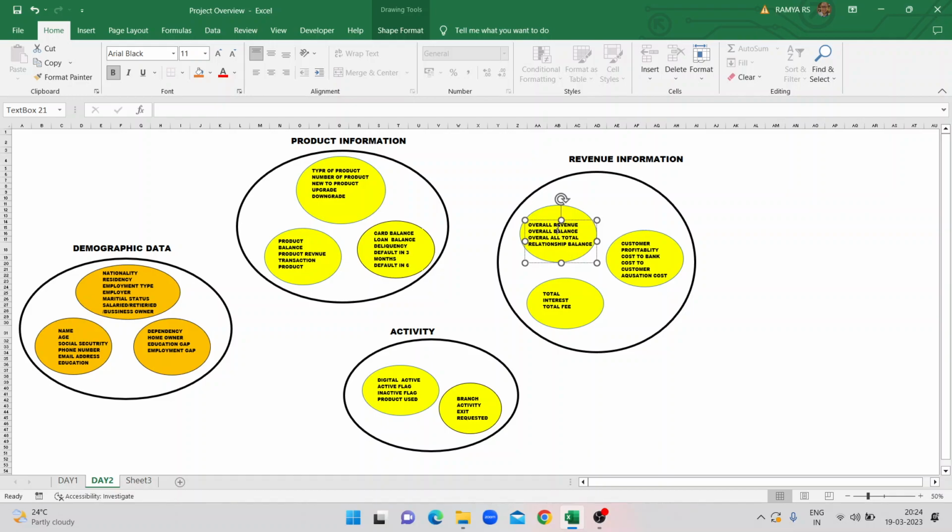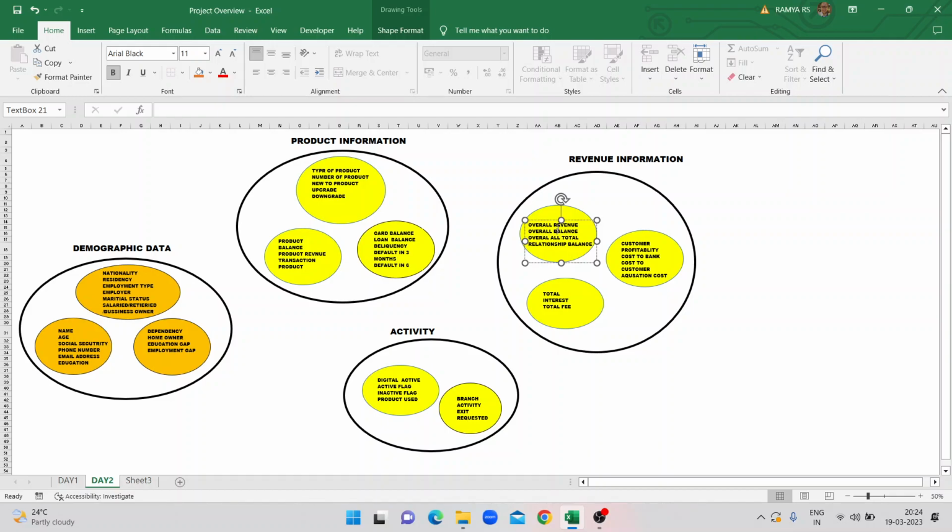Then we have revenue information. So then we have customer profitability. What do you understand by customer profitability? Customer profitability is basically how profitable the customer is for the bank, right? So we have different kinds of cost. As you can see, cost to bank, cost to customer, acquisition cost. So when we are talking about customer profitability, whatever cost the bank has incurred, the money the bank has paid, and then what kind of revenue the customer is making, and what kind of profit is coming out of it. Using all these factors, we can calculate the customer profitability.